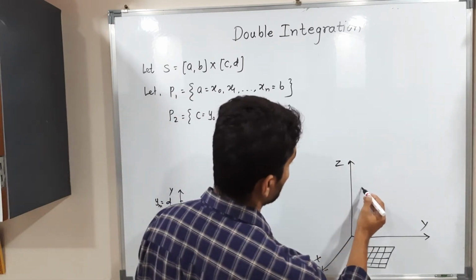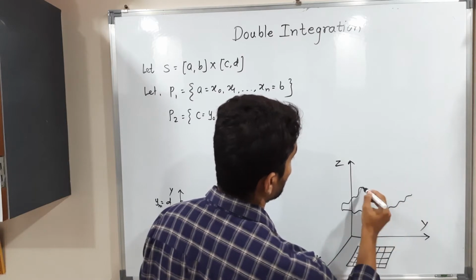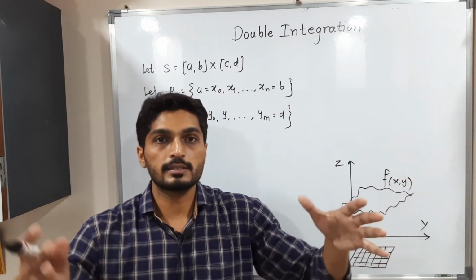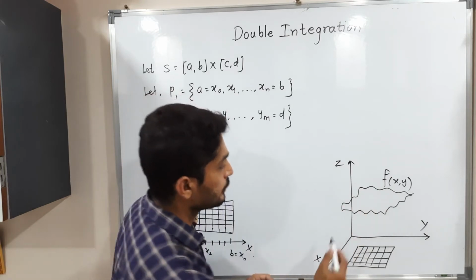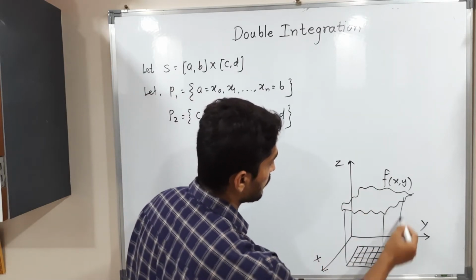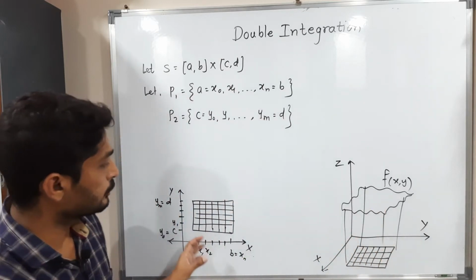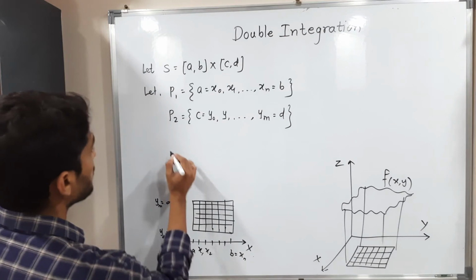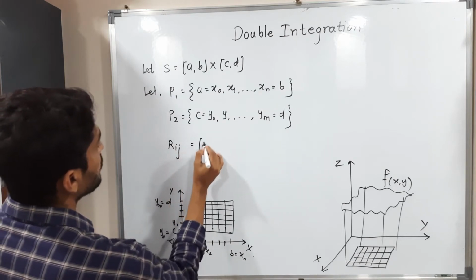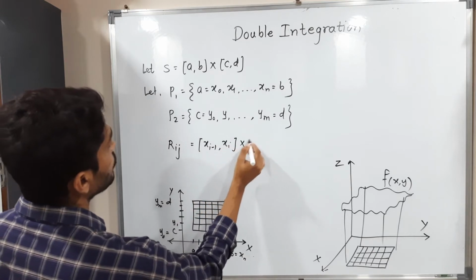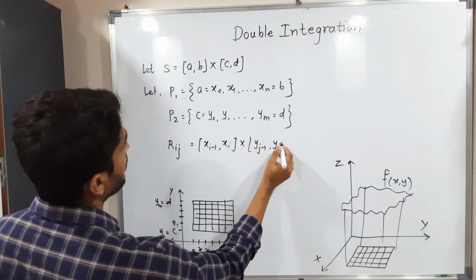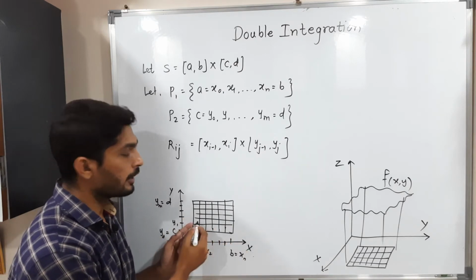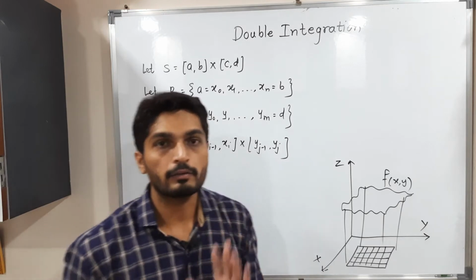Actually we have a function here. I am drawing a function. So this is our f(x,y). It's just like a piece of cloth, if you consider it. Actually it is over this rectangle. We have a rectangle R, or you can say S. Because of this partition, it is divided into sub rectangles, and each sub rectangle will be Rij = [xi-1, xi] times [yj-1, yj]. So this is R11, R12, R13, R14, R21, R22, R23, R24. In this way I have denoted it.